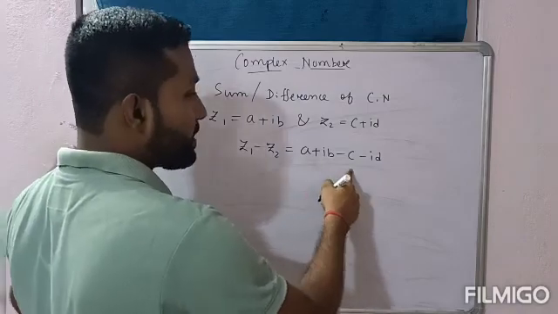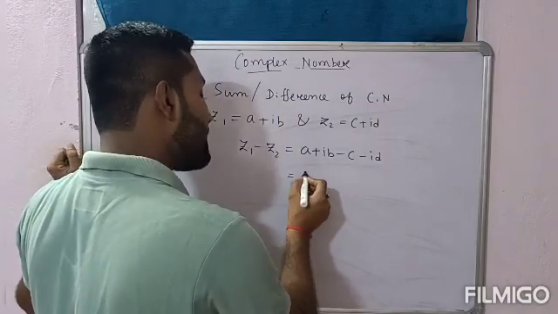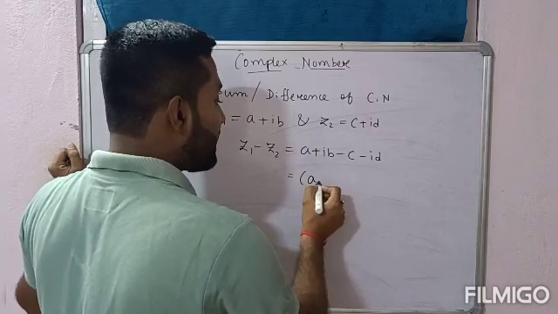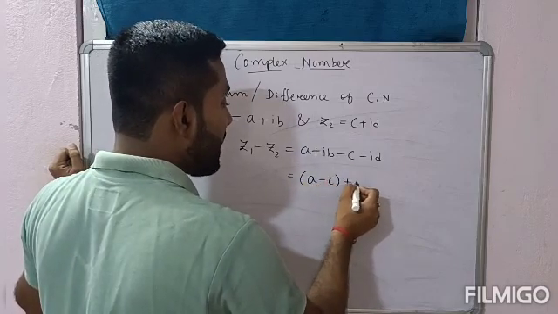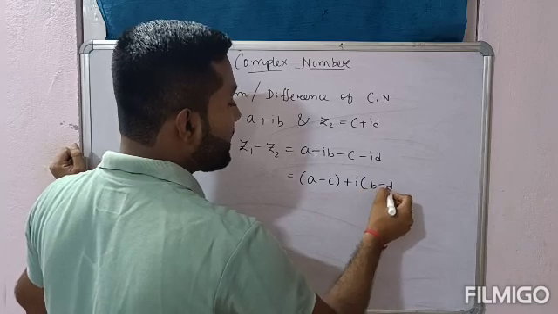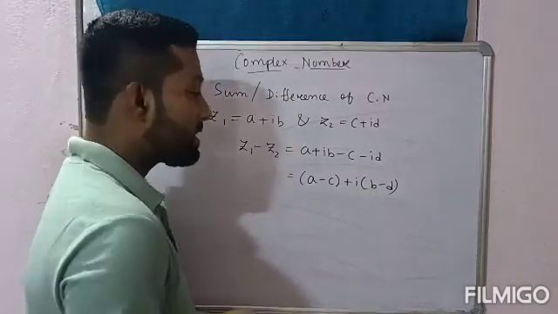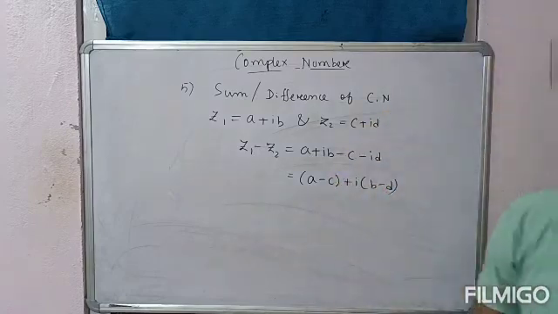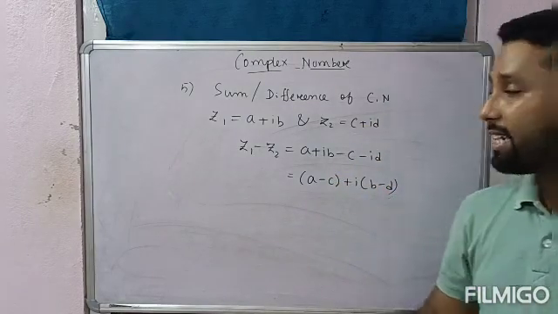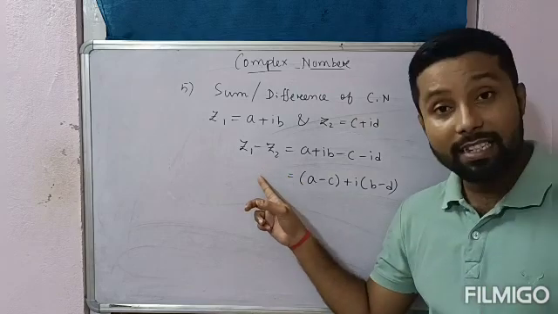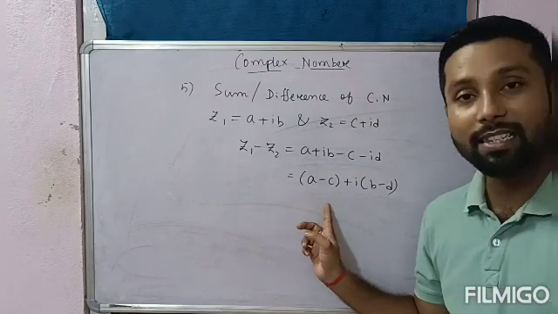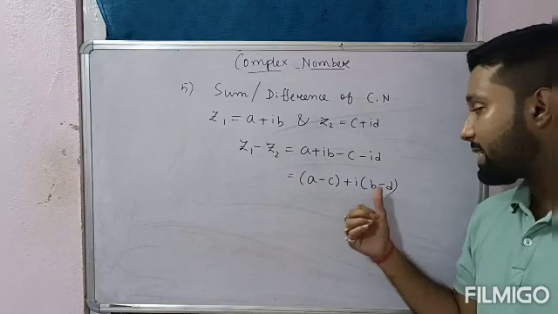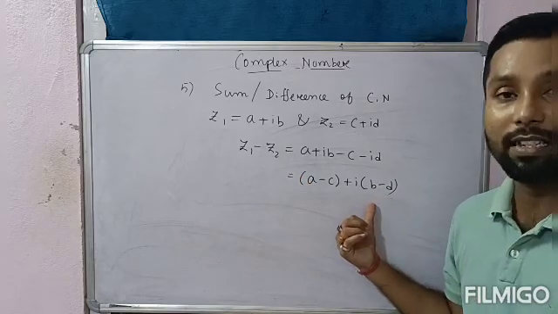So again, in case of summation and difference, same thing only you have to do. So real के साथ real term को add करना है. So a minus c plus i into b minus d. Okay, z1 minus z2 is equal to a minus c plus i into b minus d. Therefore, we can say that the real part of z1 minus z2 is a minus c, whereas the imaginary part of z1 minus z2 is b minus d.